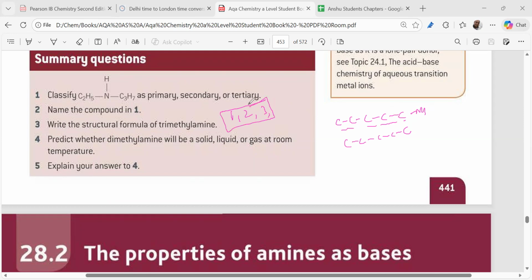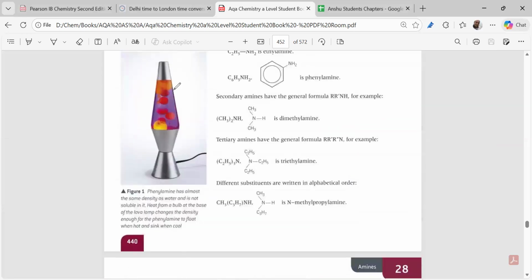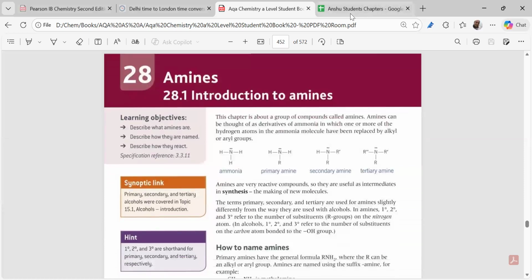On top of that, if you have branching in the carbon chain, that will restrict the two chains from coming closer. The two chains won't come closer, thus it will have lesser intermolecular force of attraction. Clear? So that was all about the introduction to amines of your A levels.